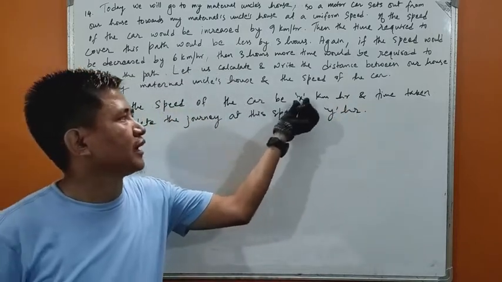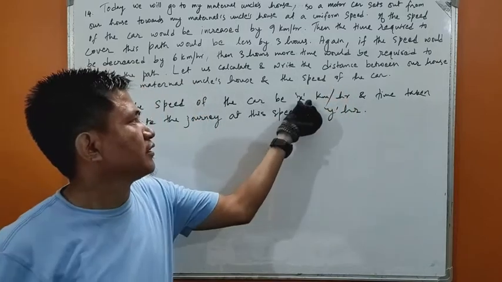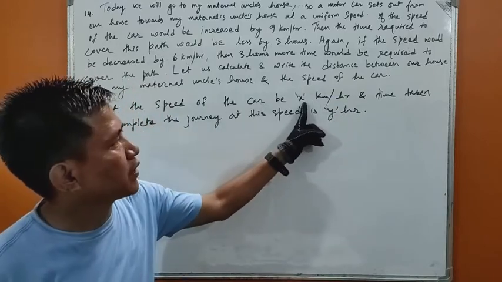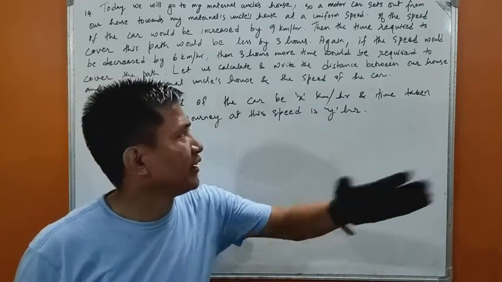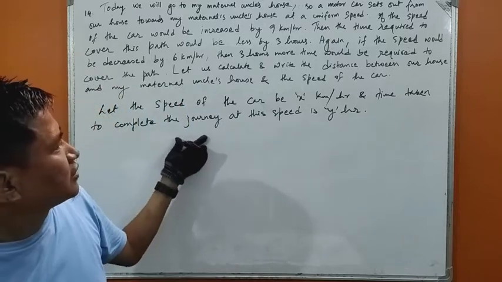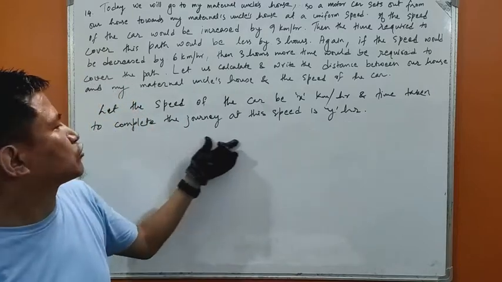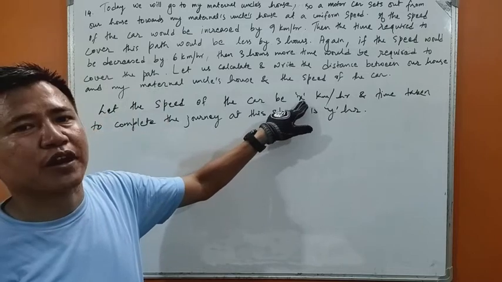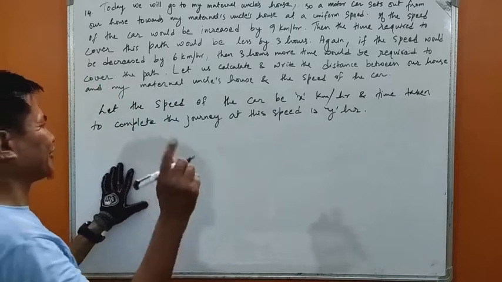We are assuming that the speed of the car is x kilometer per hour, means the car can travel x kilometer in 1 hour. If the car runs at this speed in the entire journey, the car will reach the destination in y hours. The time the car would take to complete the whole journey is y hours. Okay, I hope you got this.